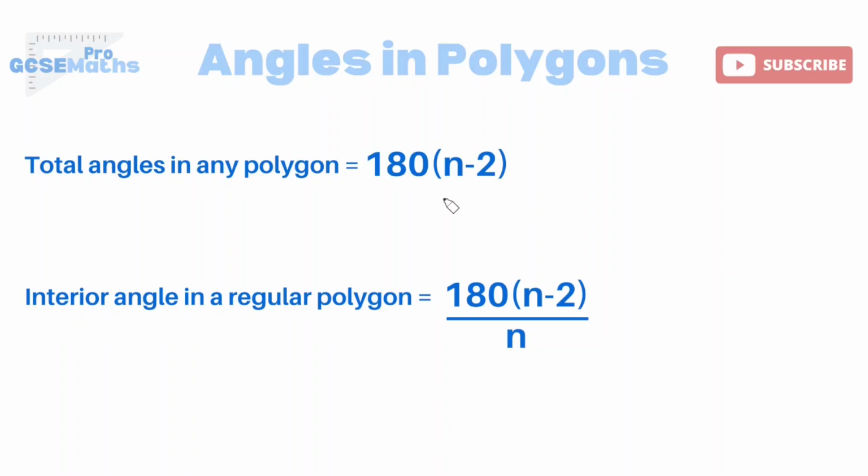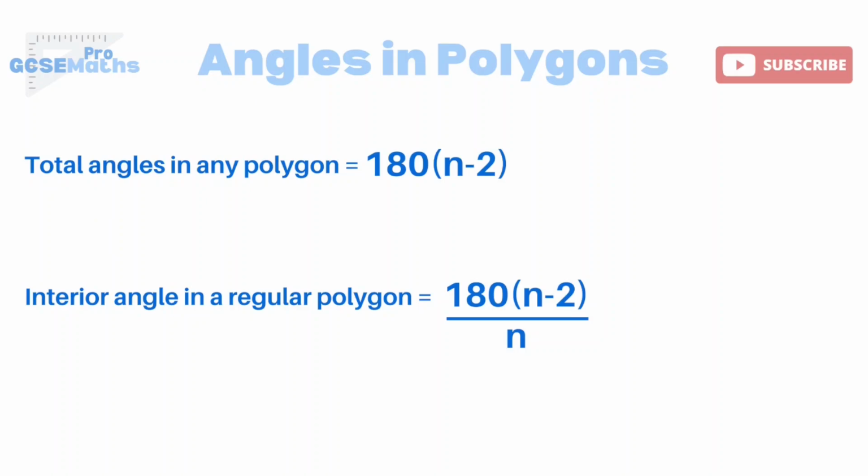So the main formula, if you want to work out the total angles or the total degrees in any polygon, let's break that down first of all. Polygons are just 2D shapes, right? So any 2D shape, including pentagon, hexagon, heptagon, octagon, you know, that kind of thing. Any 2D shape is a polygon. It's just like an umbrella term for those shapes.